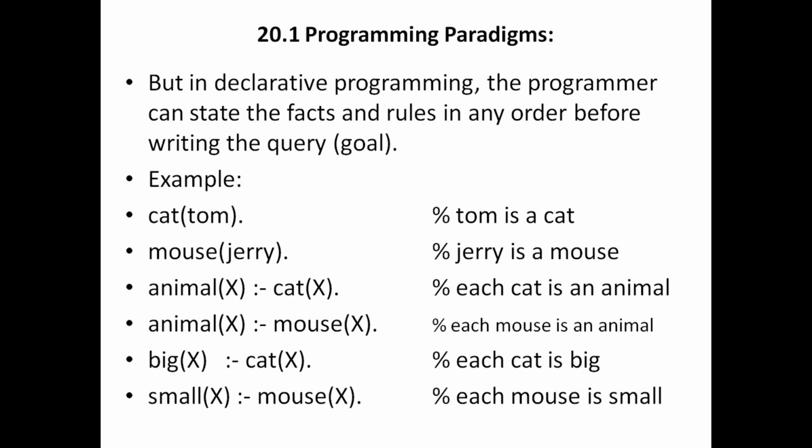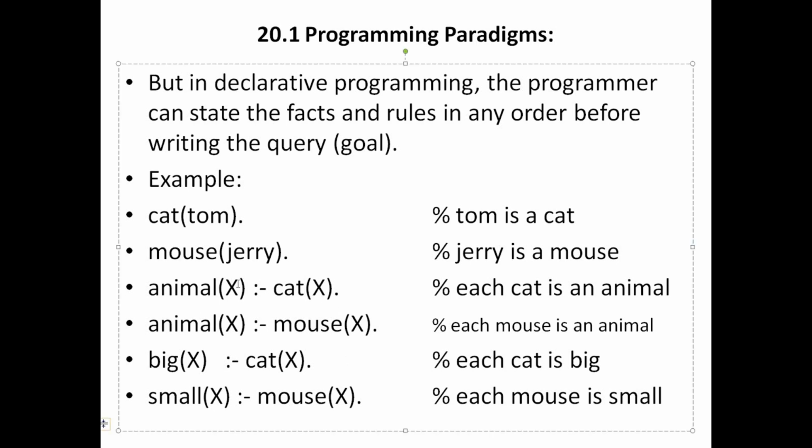For example, cat, Tom, this would mean that Tom is a cat; mouse, Jerry, this would indicate that Jerry is a mouse; animal X, colon dash cat X, that would mean each cat is a member of animals, or basically each cat is an animal. Similarly, each mouse is also an animal. Big cat, this would mean cats are big, and small mouse, this would mean mouse is small.